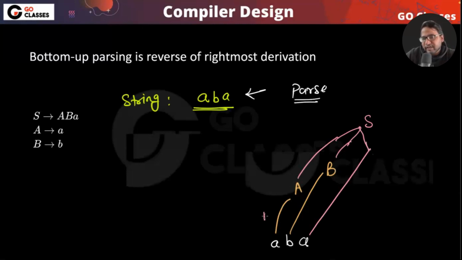So A, B, and small a to capital S. I think this is the very first step that we did. This is the second step we did. This is the third step we did, isn't it? So the step numbers are clear to everyone, that this is the first, then second, and third. Let's see what it is actually related to.